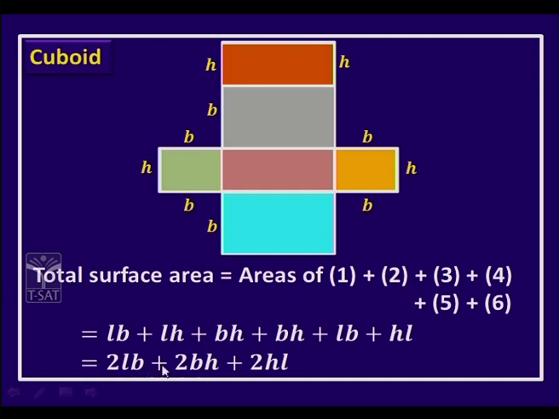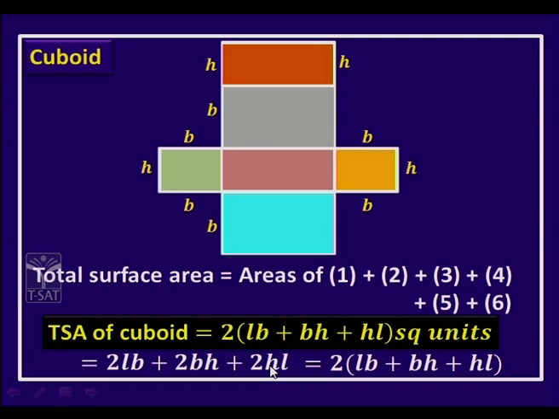And do you notice anything common in all these 3 terms, children? Yes, we notice 2 as a common factor. Now, if you take 2 as common factor, you are left with 2 into (LB plus BH plus HL). Hence, I can say that the total surface area of a cuboid, in short we write it as TSA, means total surface area. Got it, children? So, total surface area of cuboid is 2 into (LB plus BH plus HL) square units.